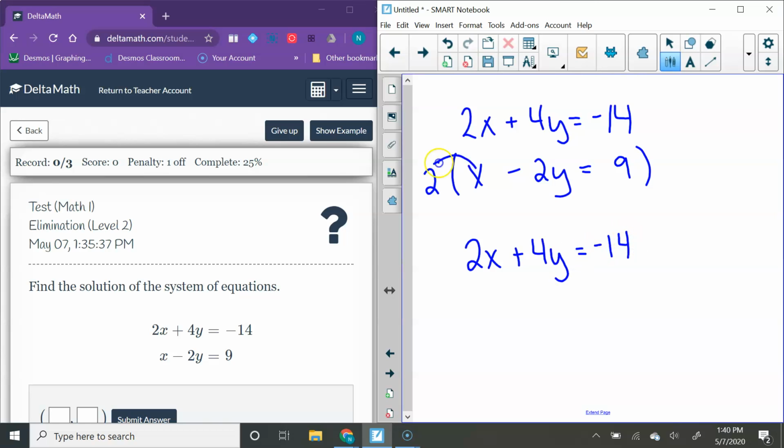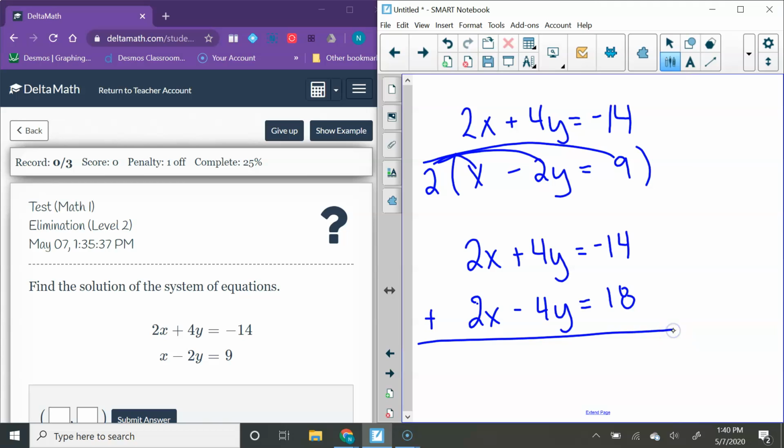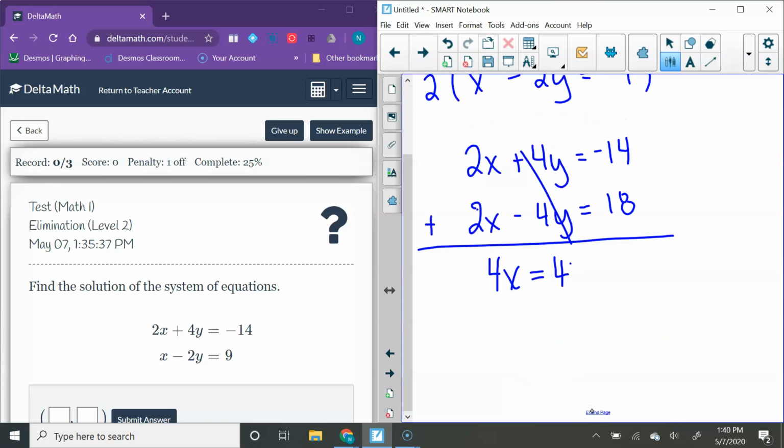But right here, I'm going to multiply everything in this equation by 2. So that's going to give me 2x minus 4y equals 18. And now I have got a positive 4y and a negative 4y that are going to cancel each other out. So 2x plus 2x is 4x. And negative 14 plus 18 is going to give me 4. And so now, like the other problems, I'm down to a really simple equation. I'm just going to divide both sides by 4, and that'll give me 1.